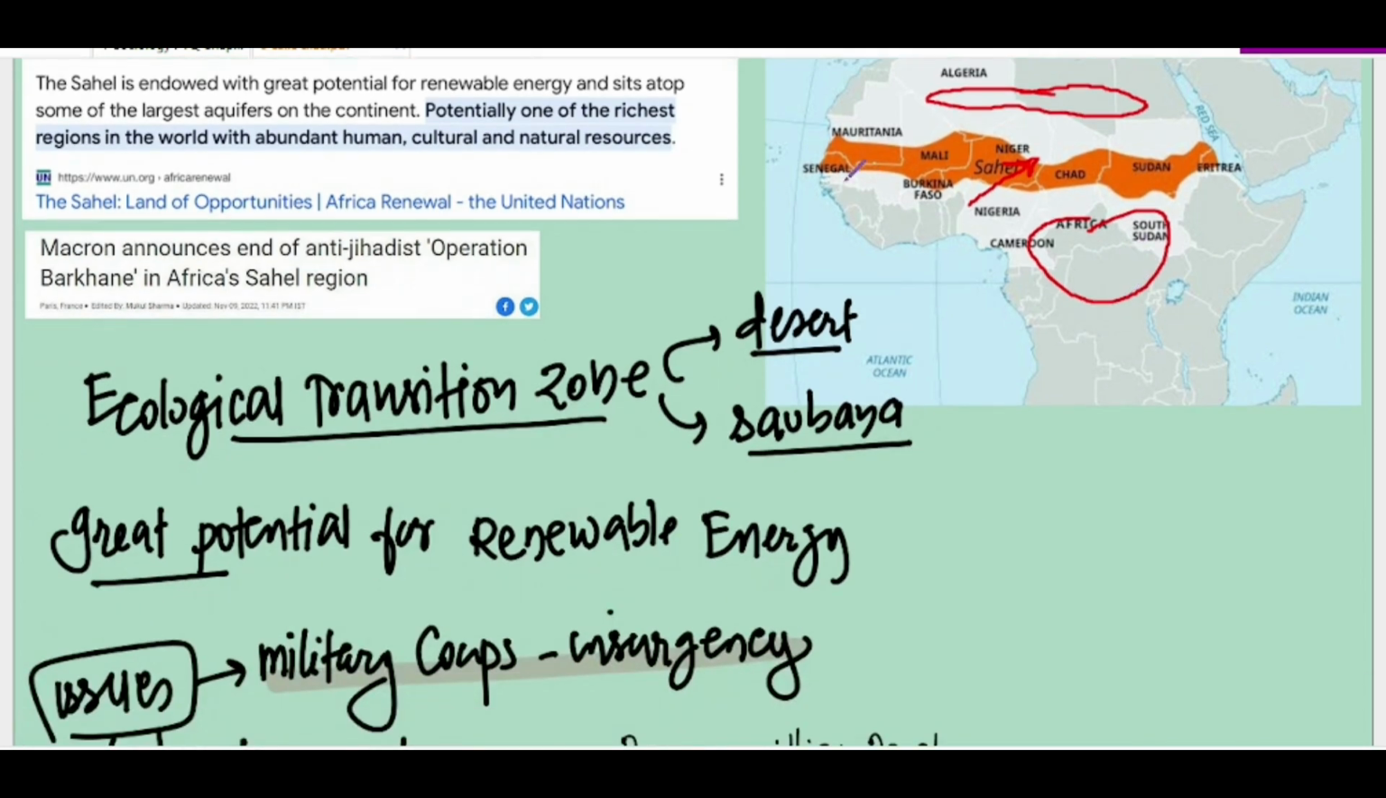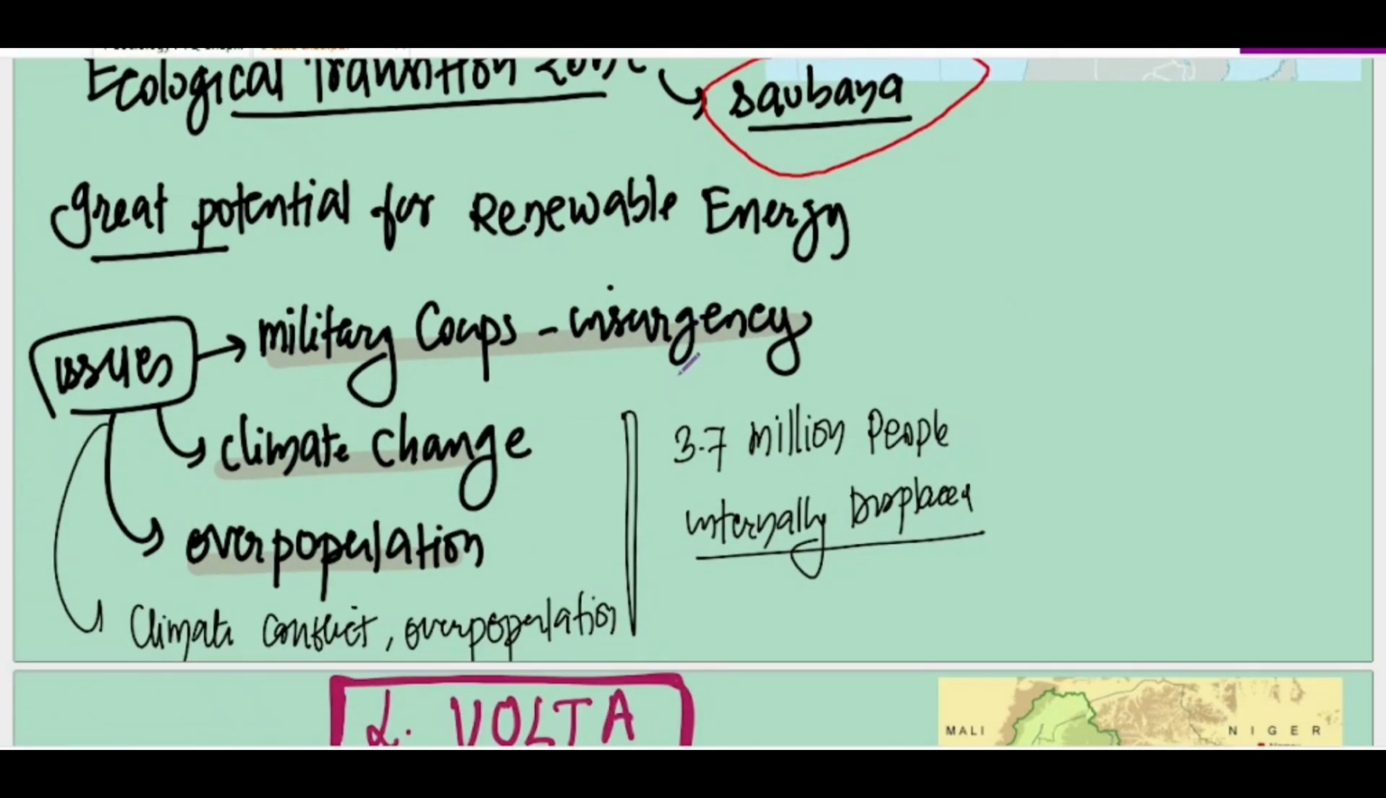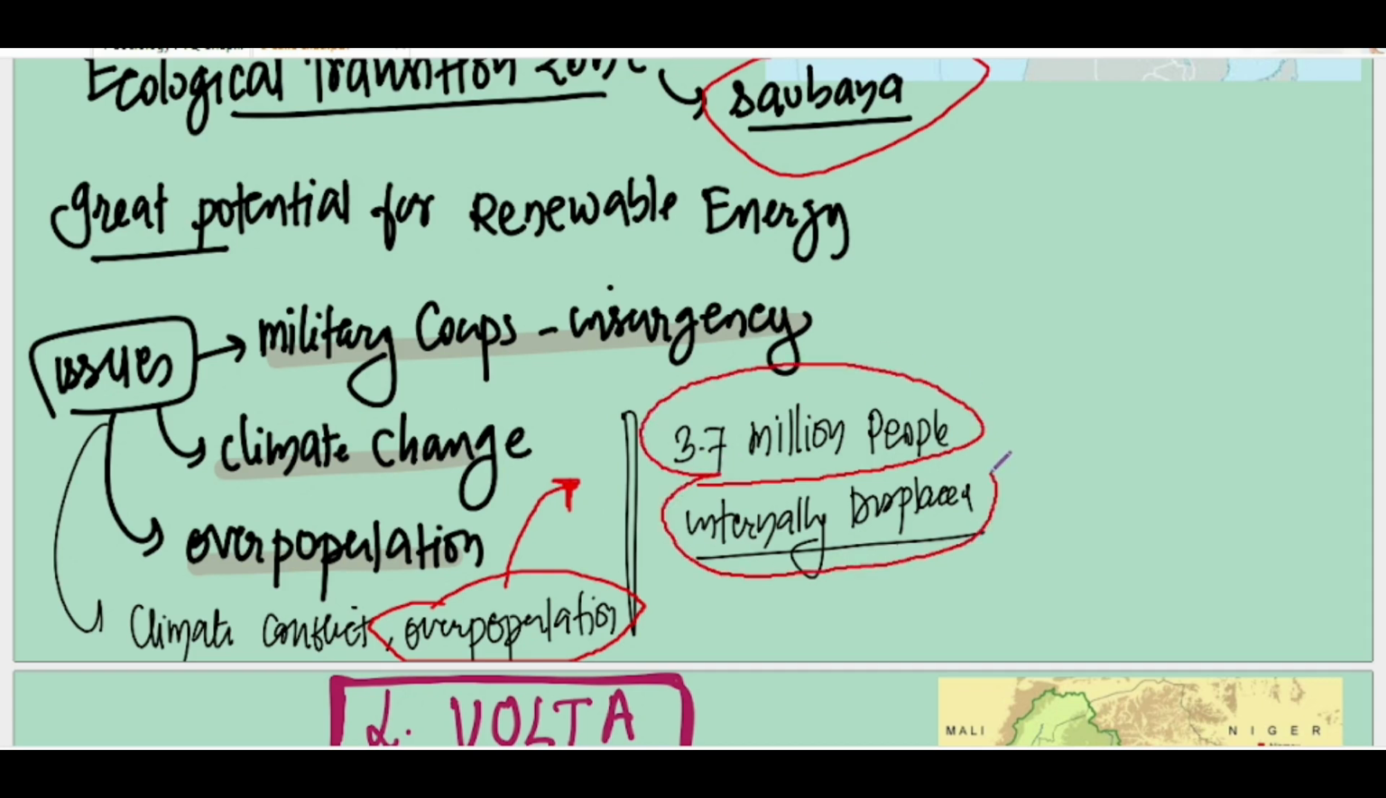So from that perspective, this region becomes very important, and it is an ecological transition zone between desert and savanna, and it has great potential for renewable energy. But the issues facing the Sahel region are climate change, conflict and overpopulation. Because of that, this region is facing these problems. The livelihood of people is becoming stressed, and because of that, around 3.7 million people have been internally displaced.